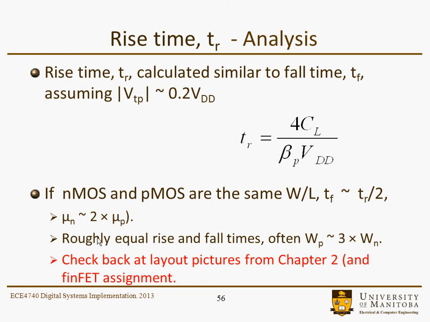Roughly equal rise times and fall times, so often W of the P is going to be 2 to 3 times that of Wn. And you can check back at the layout pictures from Chapter 2 and the FinFET assignment, and you'll see that for the FinFET inverter, you typically had more fins for the pull-up than you did for the pull-down. And for the layout pictures from Chapter 2, you had wider devices in the pull-up than you had in the pull-down section. And like I said, this could be more reasonably somewhere between 2 and 3.